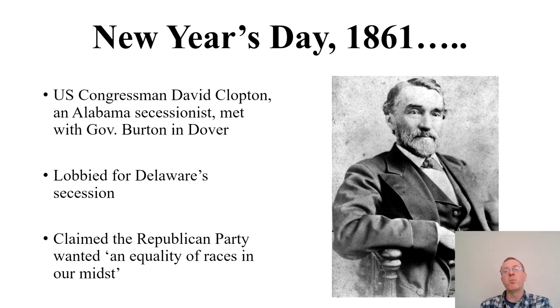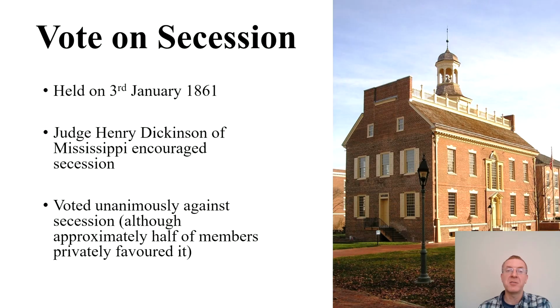Now let's look at Clopton, what he said to Governor Burton. In that meeting, he said that the Republican Party, when they come into office in 2 months' time, in March 1861 is when the president took the inauguration back then, and he said that when the Republicans come into office, they will push for an equality of races in our midst. Those are his exact words, an equality of races in our midst. And this was his way of lobbying Governor Burton into pushing for secession. And sure enough, 2 days later, there will be a state secession convention.